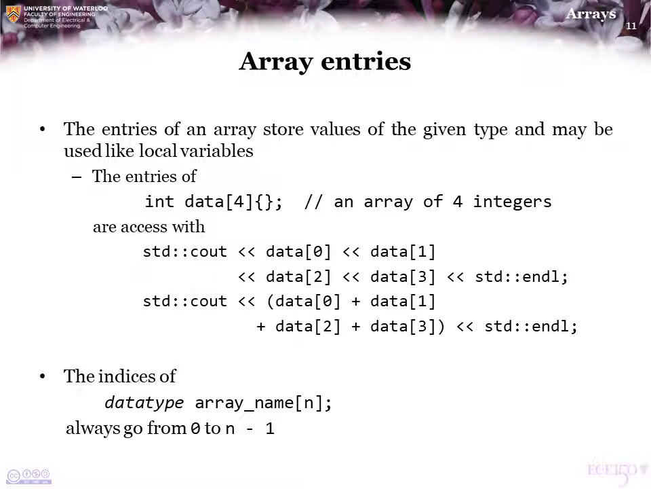The indices of an array of size n or capacity n always go from 0 to n minus 1. So if I have an array storing 100 doubles, then I can access each of those 100 doubles by using an index from 0 to 99.